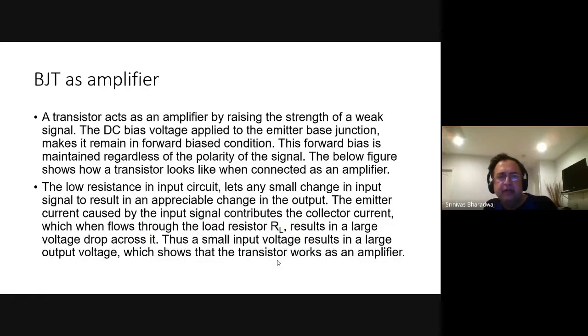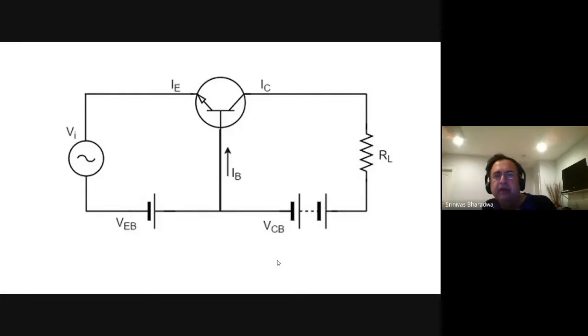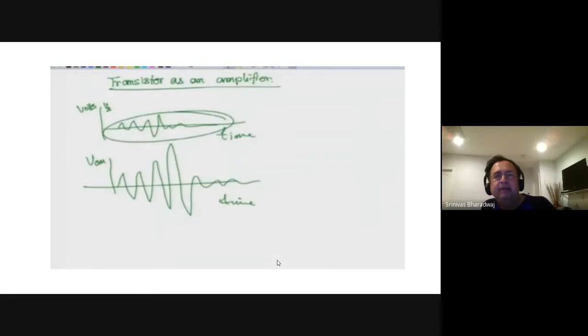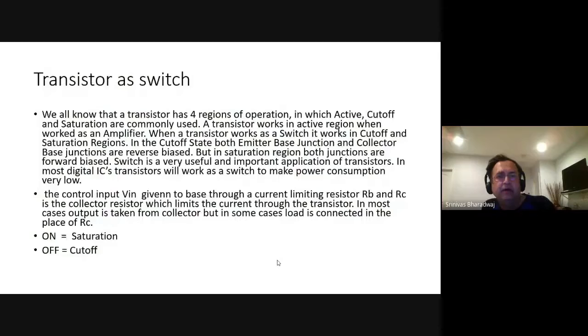Then that collector current flows through the load resistance, which results in a bigger voltage drop across it, right? So the bigger the current, the bigger the voltage drop across the RL. So that is how transistors work.